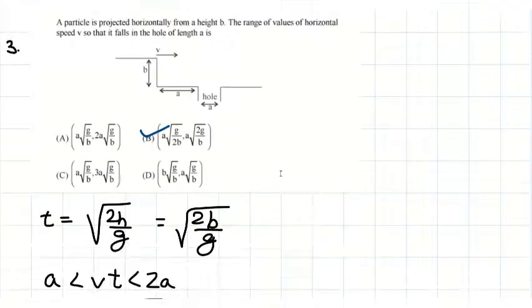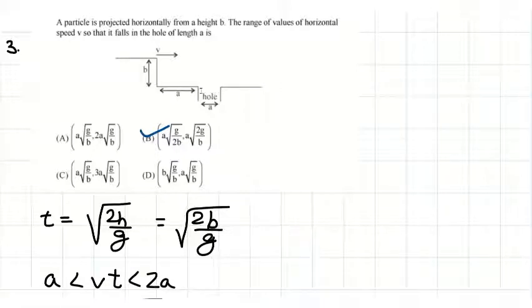Now let's jump into the third question. The third question states that a particle is projected horizontally from a height b. So we have h equal to b, and the velocity acts only along the x-axis. We have 0 value initially for Vy. Now we have to find the range of values for horizontal speed v so that it falls in this hole.